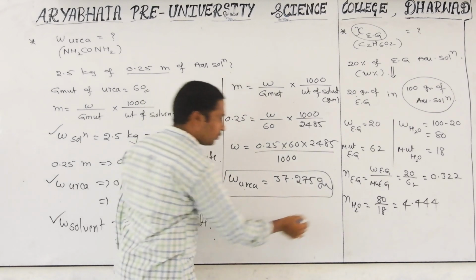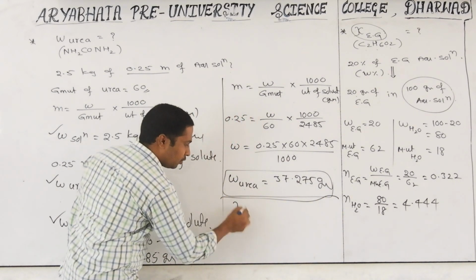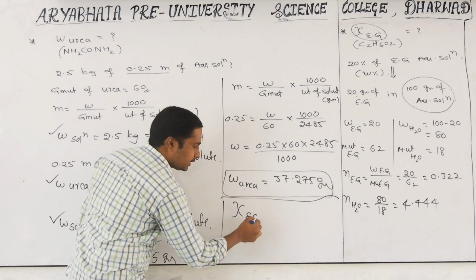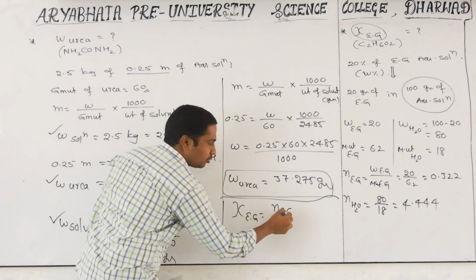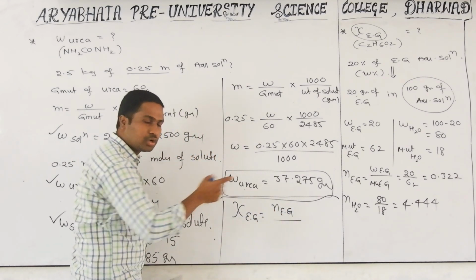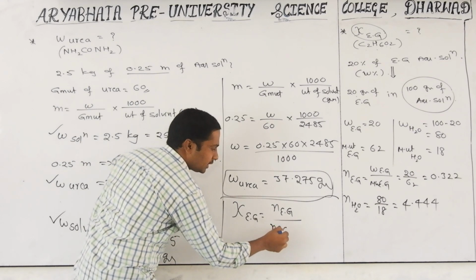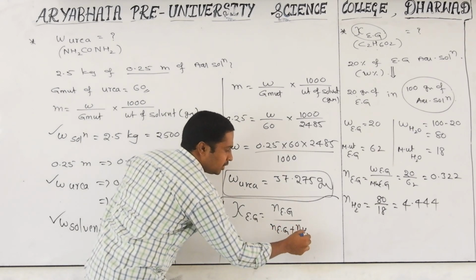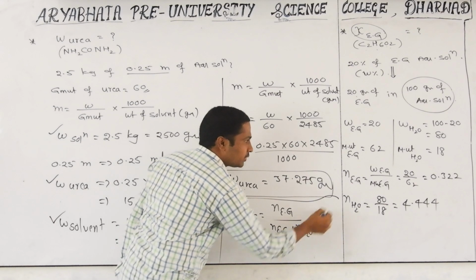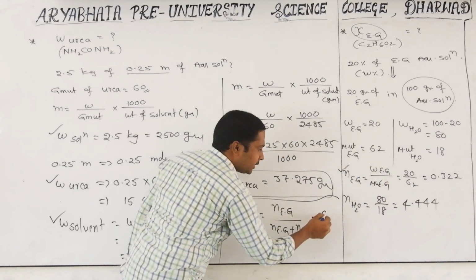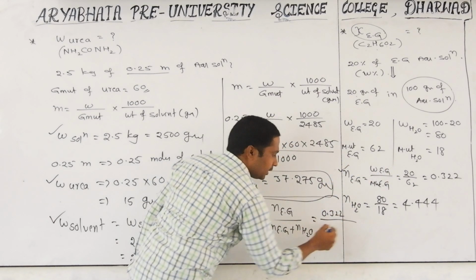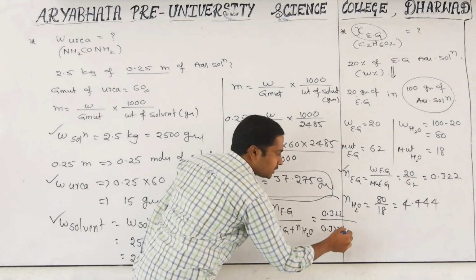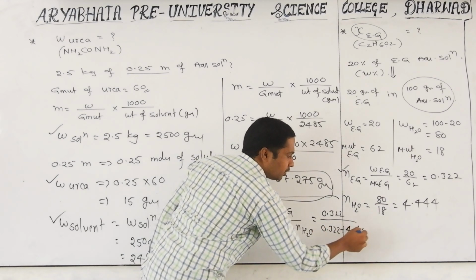What is the formula for the mole fraction of any material? Mole fraction of ethylene glycol is equal to the number of moles of ethylene glycol divided by the total moles, which is the number of moles of ethylene glycol plus the number of moles of water. Okay, the number of moles of ethylene glycol will be how much? 0.322 divided by 0.322 plus 4.44.